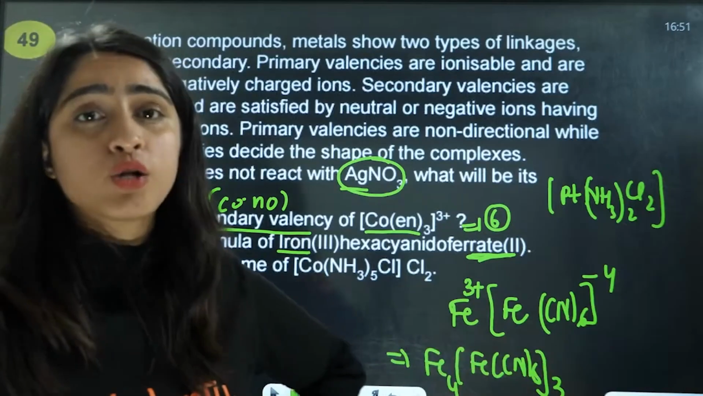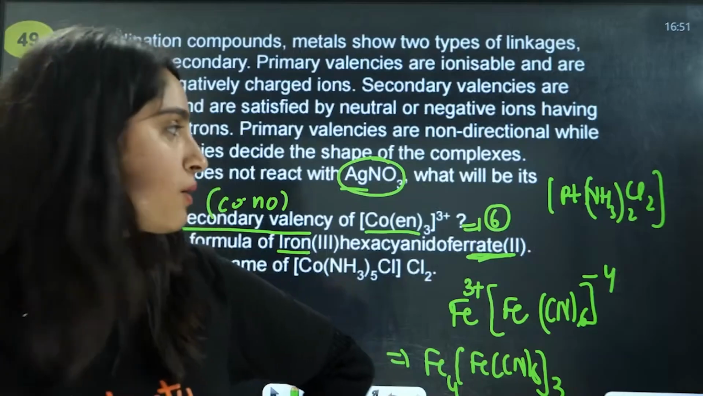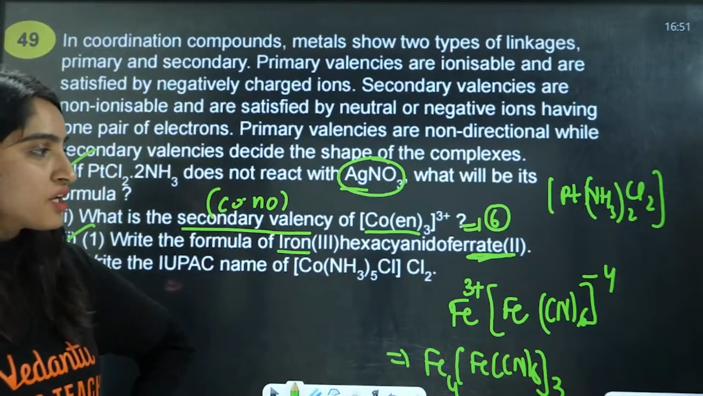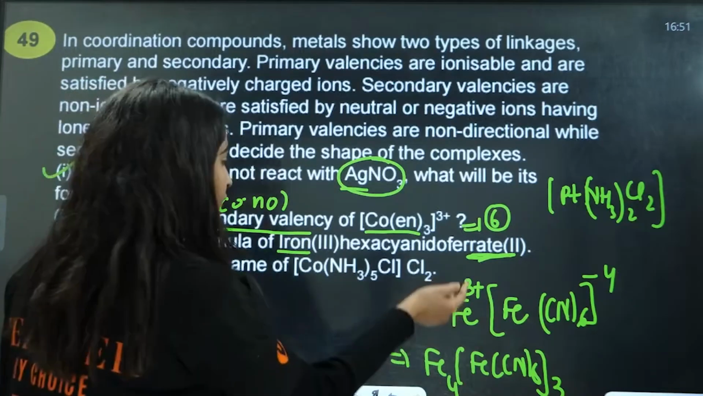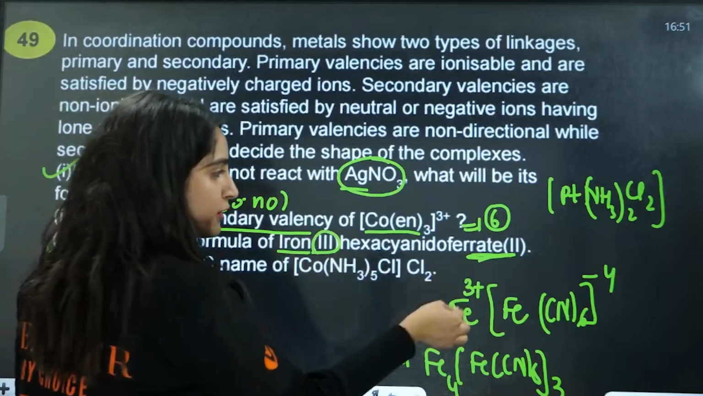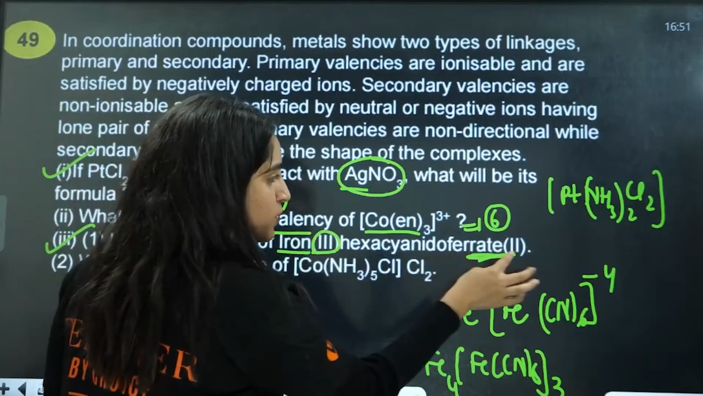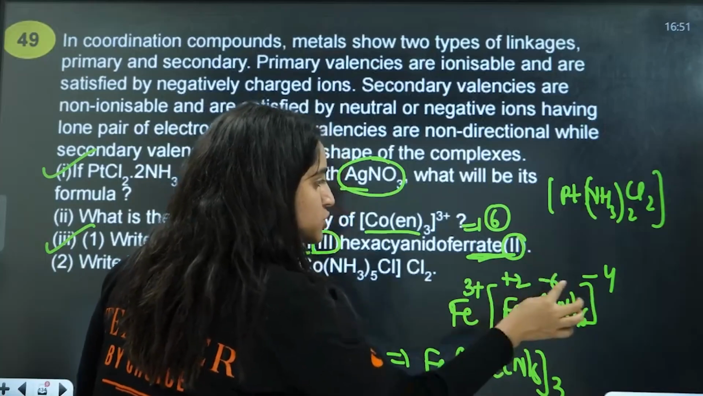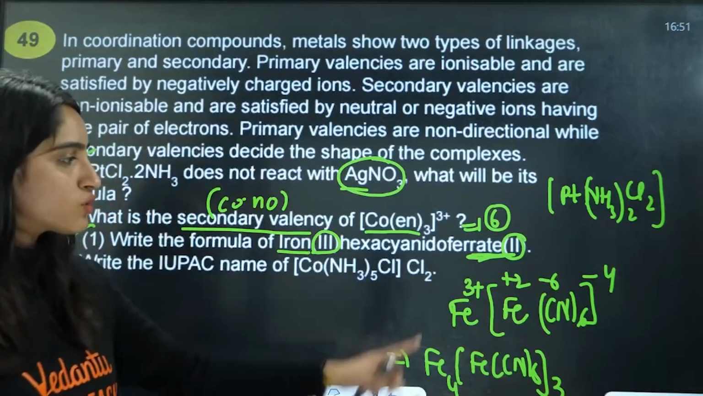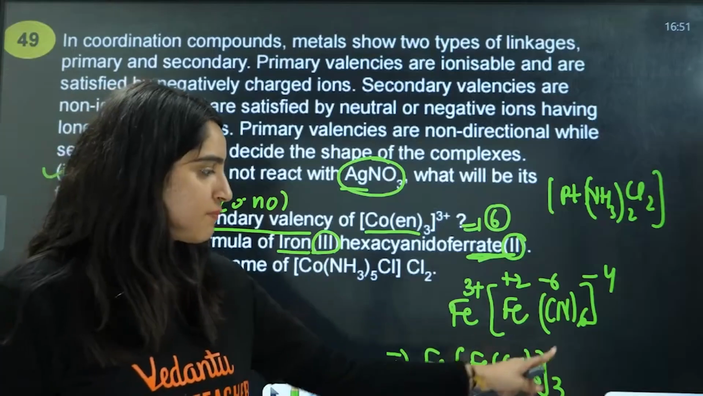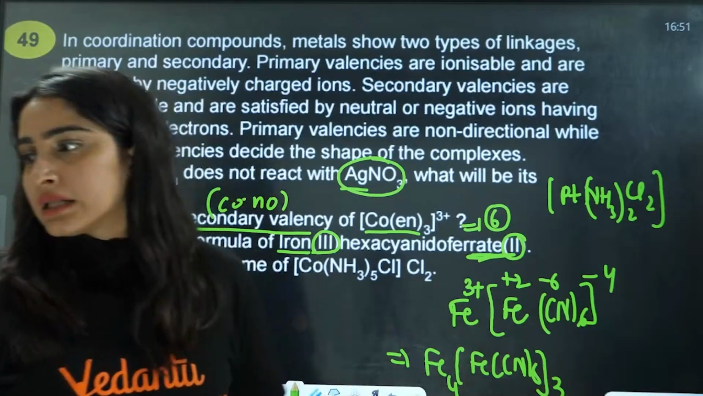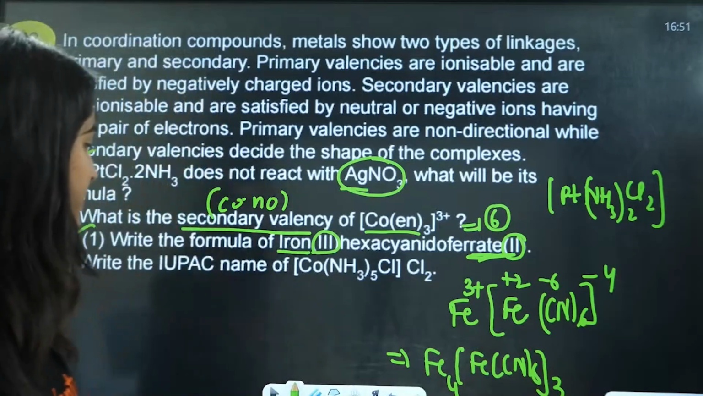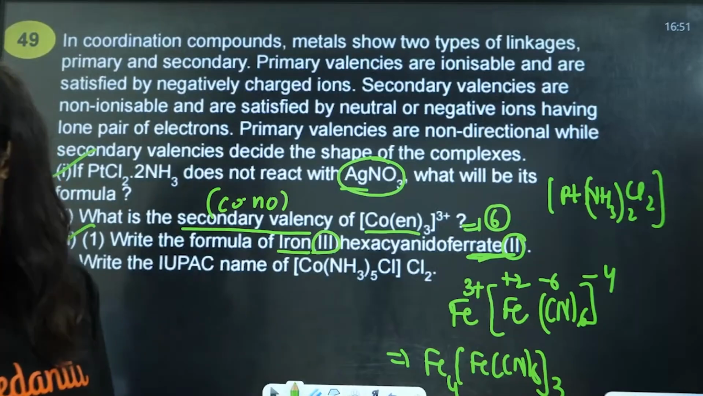Write the valencies, the oxidation numbers, also. Here they have given the valency for this one is plus 3, so I have written plus 3 here. The valency for this one is plus 2. If this is plus 2, this is minus 6, that is going to be minus 4 here. So this is plus 3 and this is minus 4 after cross valency. This is going to be the right answer.